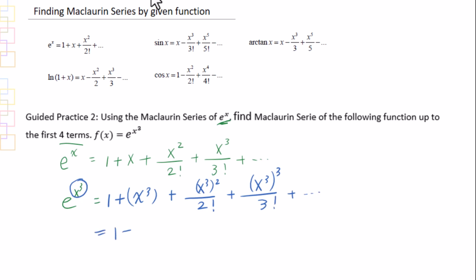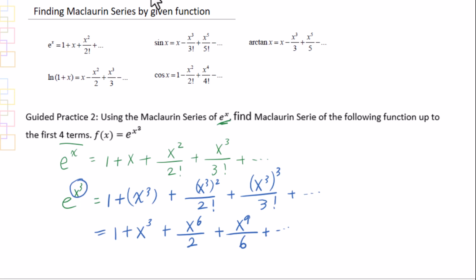So we have 1 plus x to the third power plus x to the 6th power over 2 plus x to the 9th power over 3 factorial, which is 6, and so on.